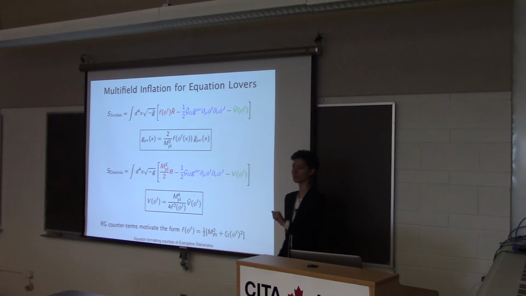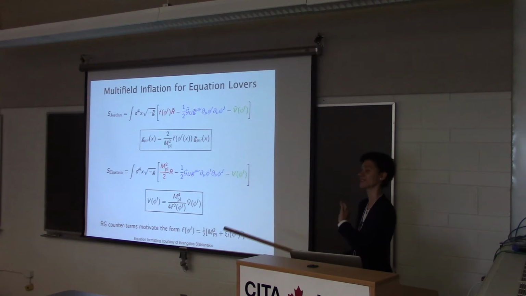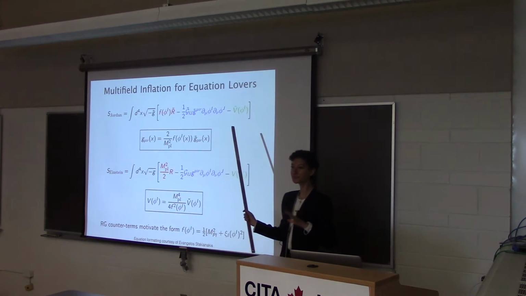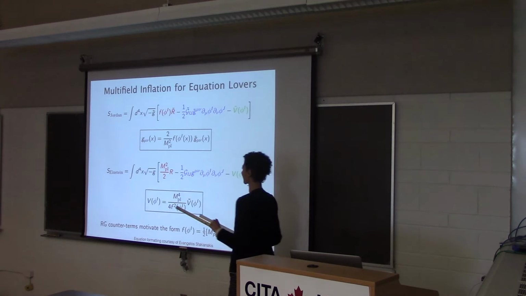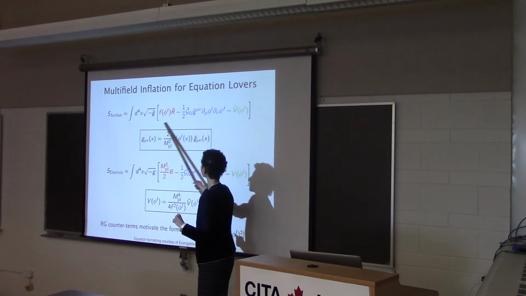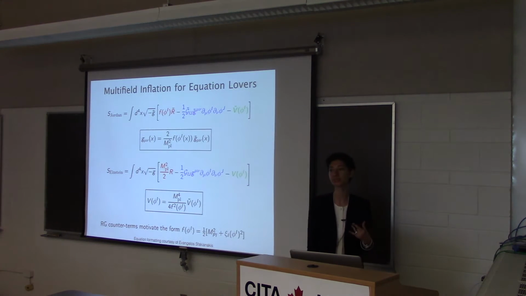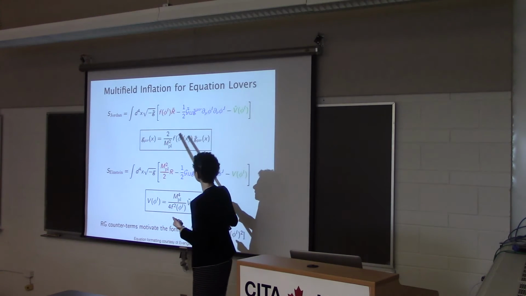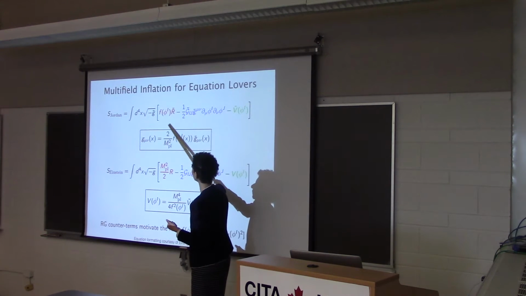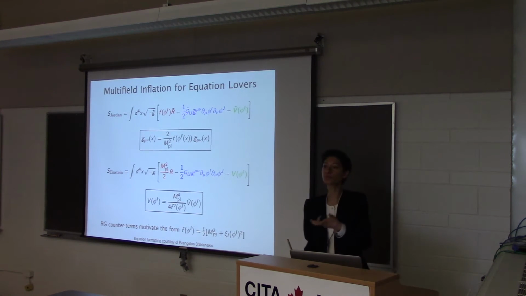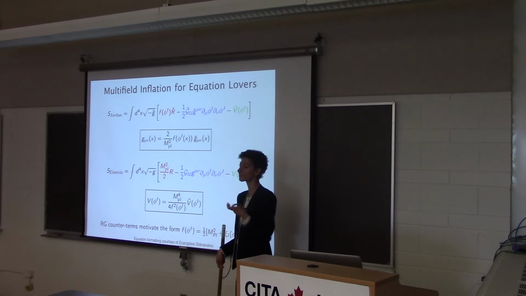I try not to overwhelm people with equations, so I just want to say you are not required to understand in any great detail what's on this slide. This is really for the equation lovers in the room. There's a graphical one coming next. So the important thing is this is the action that you can write down for a non-minimally coupled multi-field system. Non-minimal coupling means that you have an unusual coupling between the field and the curvature. So this is one particular type of system that we are interested in studying.